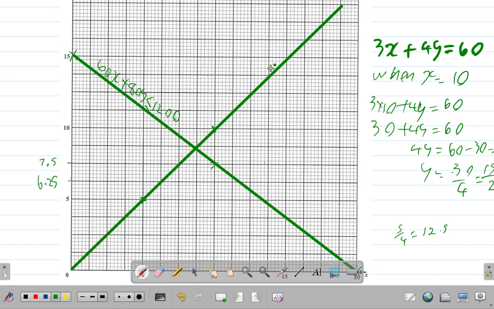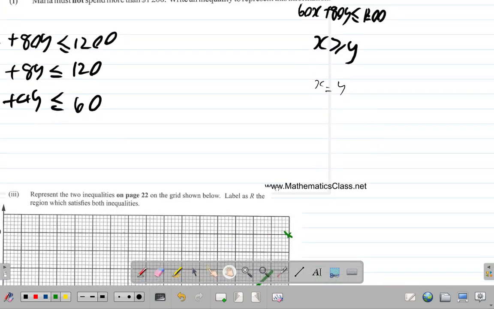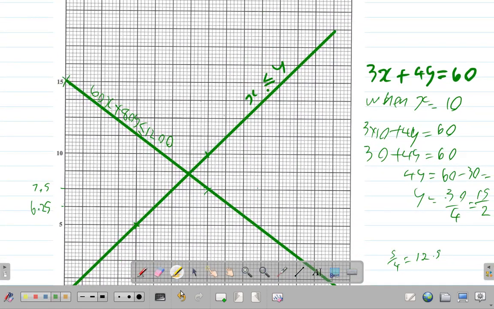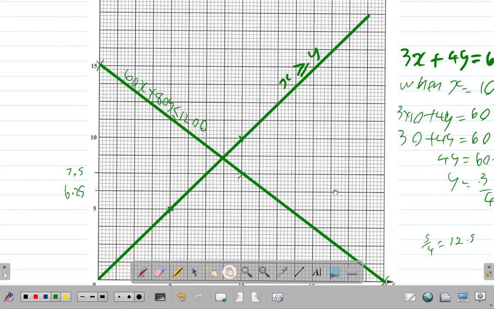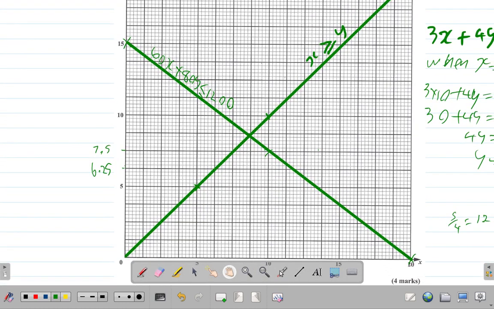So this one says x is less than or equal to y. Or greater than or equal to. Remember, greater than or equal to y. So x is greater than or equal to y. Alright. Now, what do they say if you do again? Represent and label the region which satisfies both inequalities. Alright. So you have different regions. You have this region, this region, this region, this region.